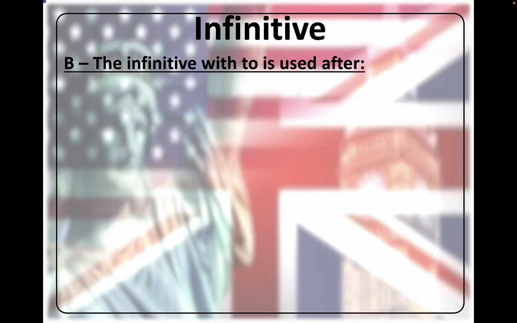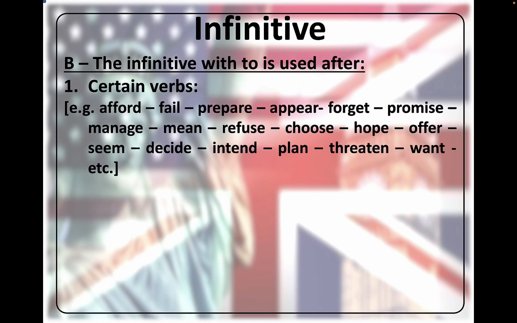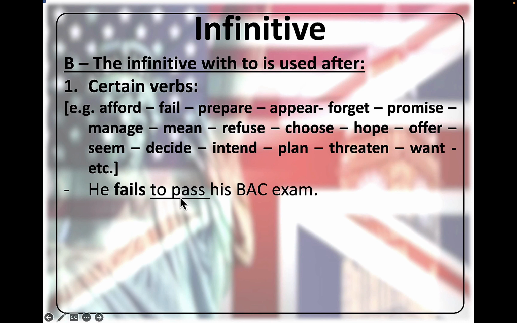B. The infinitive with to is used after, number 1, certain verbs. Examples: afford, fail, prepare, appear, forget, promise, manage, mean, refuse, choose, hope, offer, seem, decide, intend, plan, threaten, want, etc. Example sentences: He fails to pass his BAC exam. So to pass here is an infinitive with to. Why? Because we have verb to fail before it.